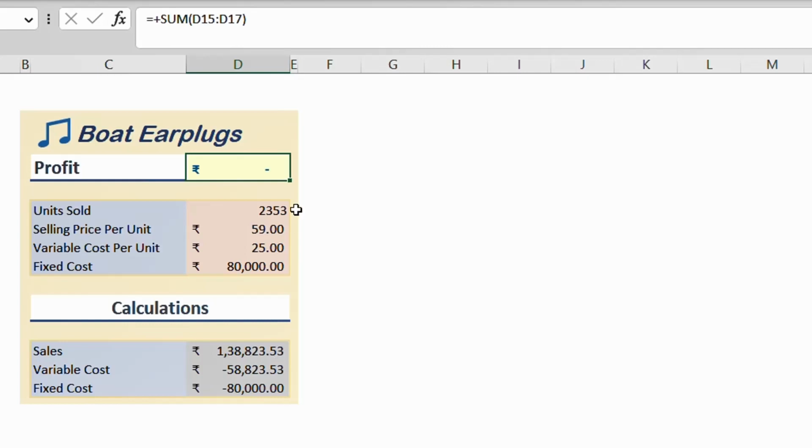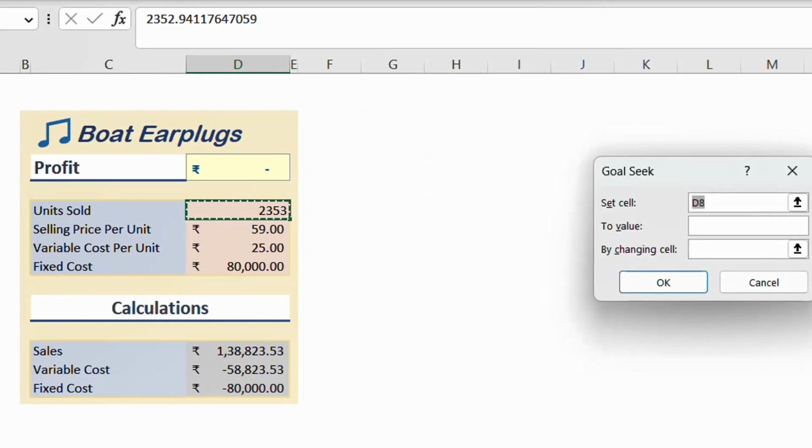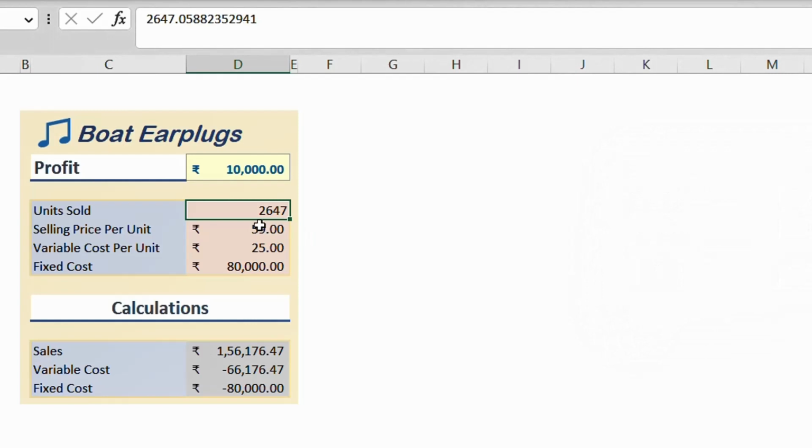Now if the interviewer asks how much quantity should be sold to make 10,000 profit. So I need 10,000 profit, right? I'll again go to goal seek, Alt A W. If you press Alt A W, that will be the cherry on the cake for the interviewer. If you go by using the mouse, that is also fine, but Alt A W is the shortcut. I want to set this profit cell to 10,000 by changing quantity sold, and I say okay. Now it gave me 2647 quantity to make 10,000 profit.